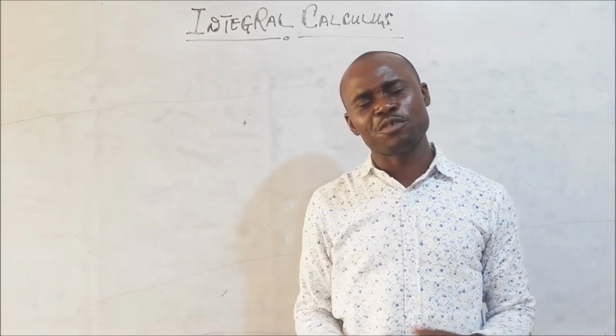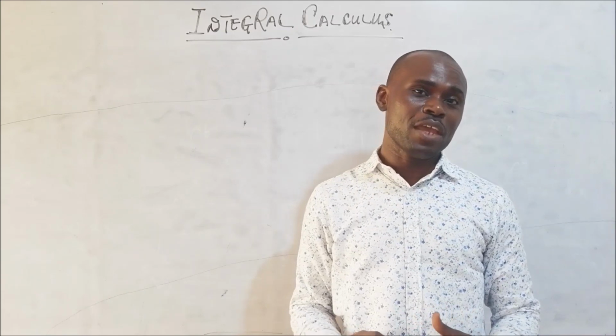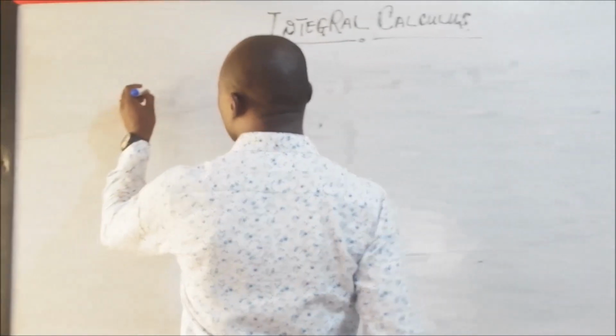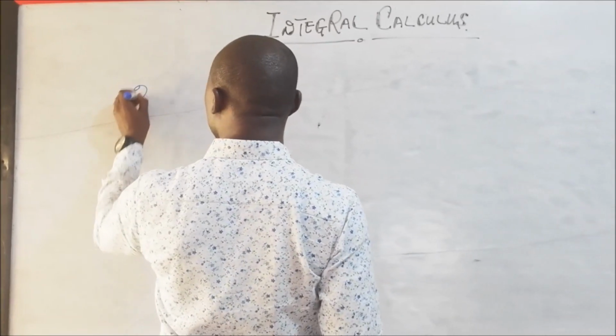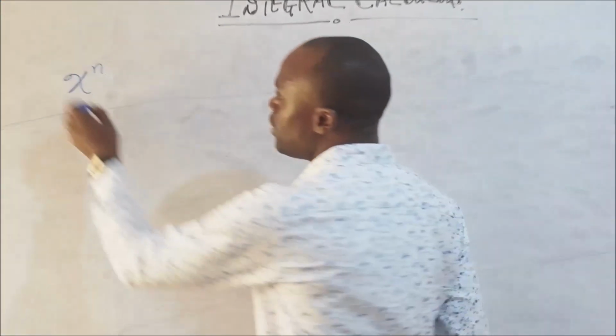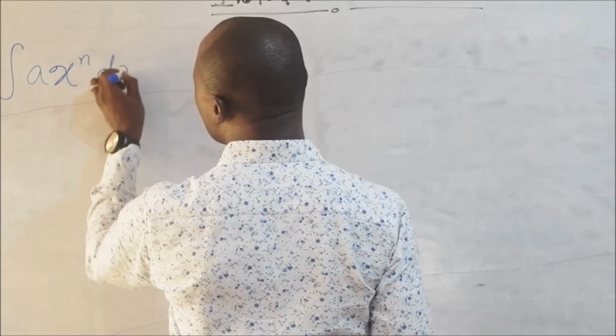The first basic function I'm going to talk about is a constant function, or let me just call it a polynomial or algebraic function of this nature. So if we have something of this nature, a x raised to the power of n, let me add a coefficient a, what happens when we integrate this with respect to x? For now, let us leave the limits.